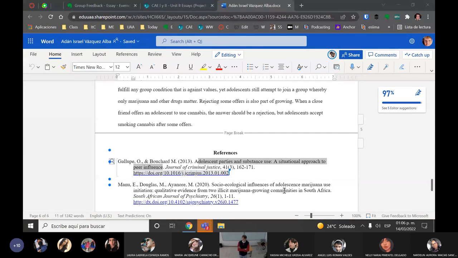followed by a comma, space, and then the first page of the article to the last page of the article, just like the example that we have here. 162 to 171. Notice there's no P for page. Notice there's no VOL for volume. We don't have any abbreviations. It's just the number. Take a look at your partner's work. See if you can make any suggestions. And you're still missing the capitalizing of criminal and justice, right? All right.